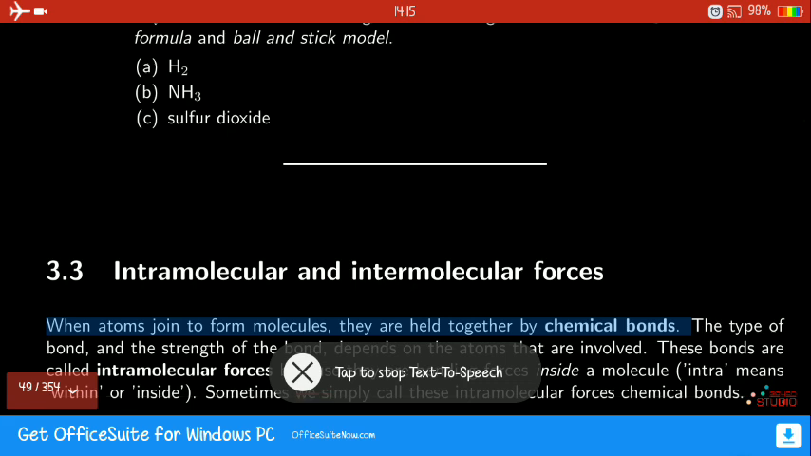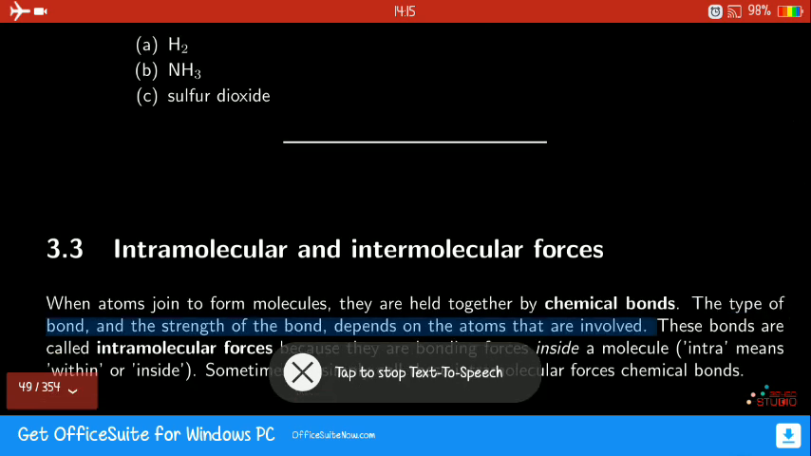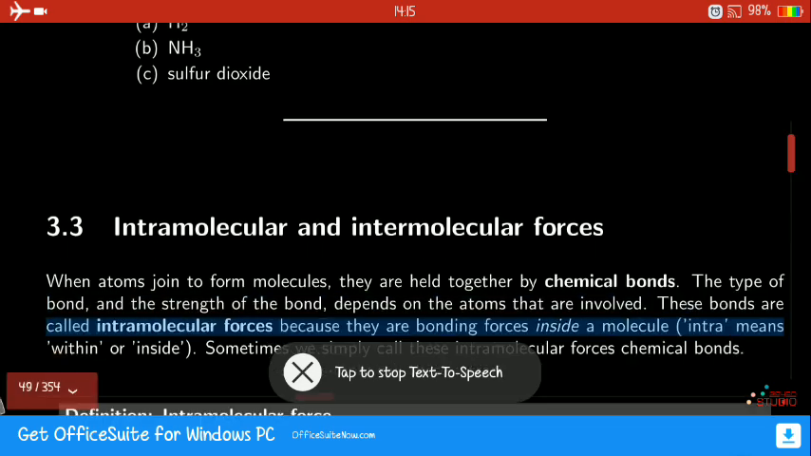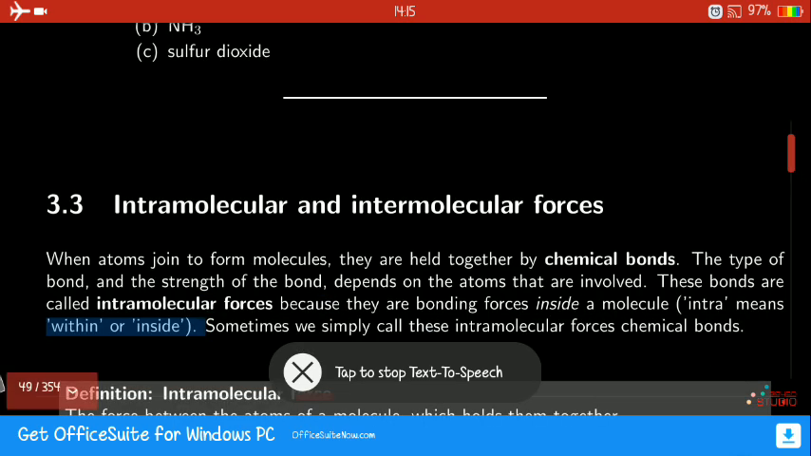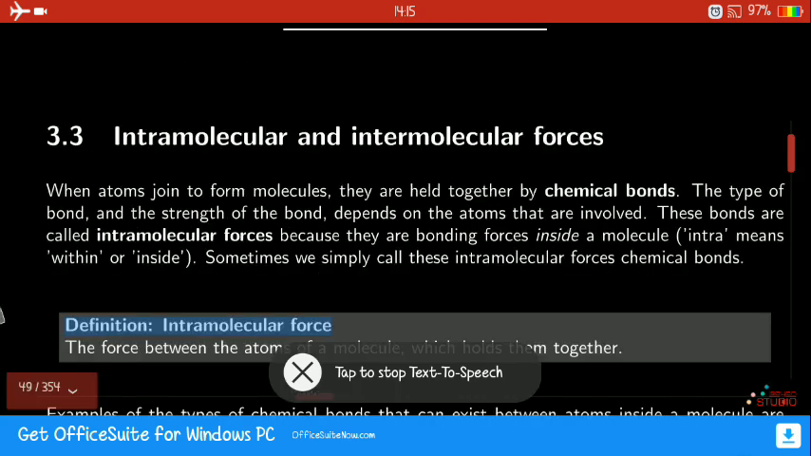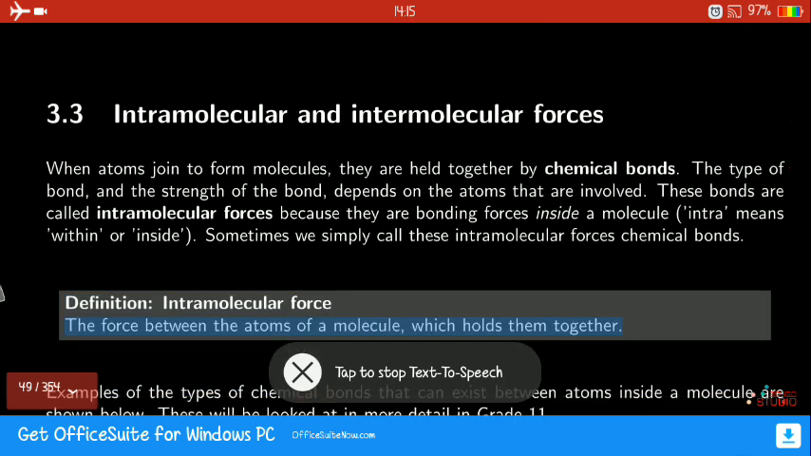3.3 Intramolecular and intermolecular forces. When atoms join to form molecules, they are held together by chemical bonds. The type of bond and the strength of the bond depends on the atoms that are involved. These bonds are called intramolecular forces because they are bonding forces inside a molecule. Intra means within or inside. Sometimes we simply call these intramolecular forces chemical bonds. Definition: intramolecular force. The force between the atoms of a molecule, which holds them together.